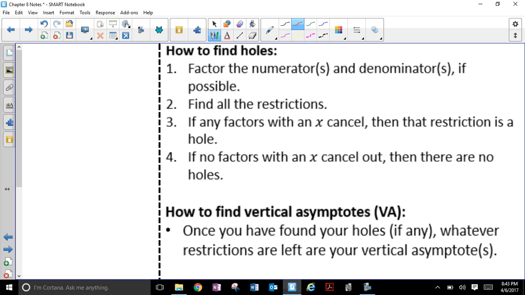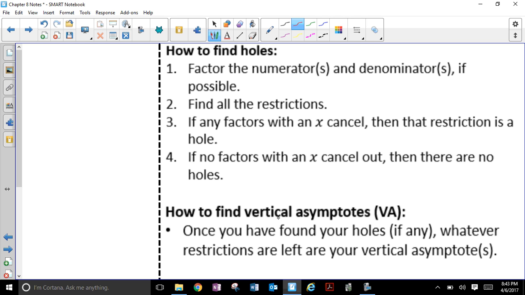If any factors with an x cancel, then that restriction is a hole. If not, if nothing cancels, then there are no holes. So steps 3 and 4 will make more sense when we do an example. But the restrictions are important. That's why we did all of that practice in the first few sections where we factored everything and then stated the restrictions, and then we cancelled out like things, like factors. We were getting ready for this.